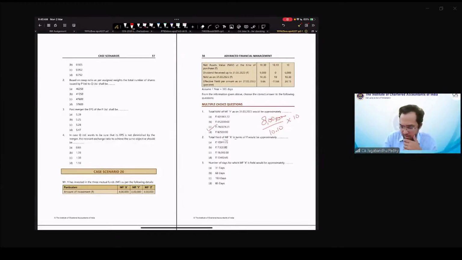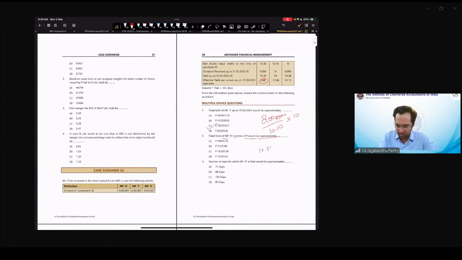Total yield on mutual fund X in terms of rupee would be approximately. The effective yield over here is 9.66. But total yield, if I want to say, is going to be the change in NAV, which is 10.35 minus 10.3, plus add dividend to it. So dividend is 9,000, 9,000 divided by the number of units. Now, number of units will be 4 lakh divided by 10.3, right? Yes, sir.